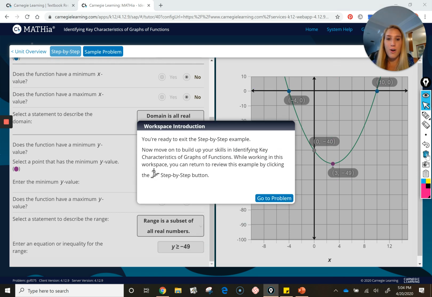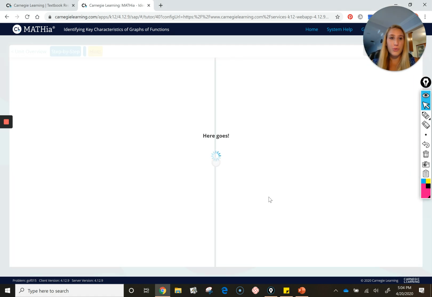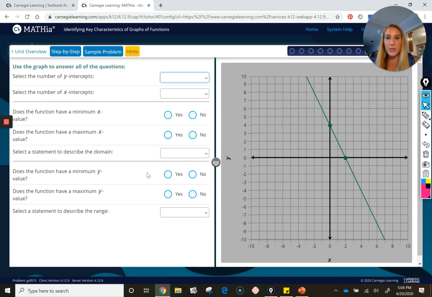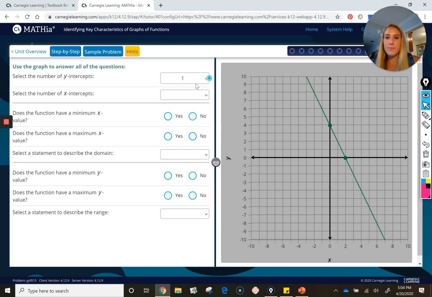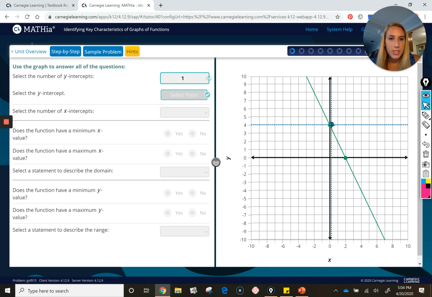Ready to go to our first problem. I'm going to walk you through this first problem, and then the rest you'll be able to do on your own. So here we go. It looks like we have a linear function. I can tell right away. So use the graph to answer all of the questions. Y-intercepts: let's look for the y-axis. This green graph touches one time. I'm going to plot that point. Look, I'm already getting some points over here.